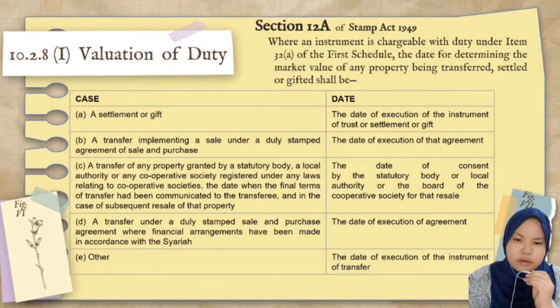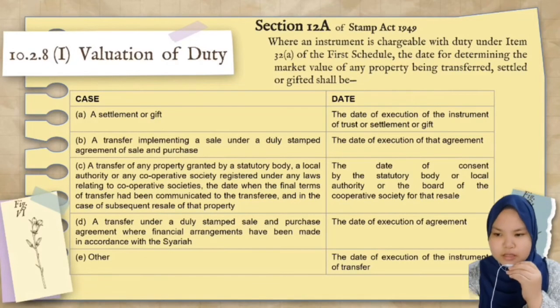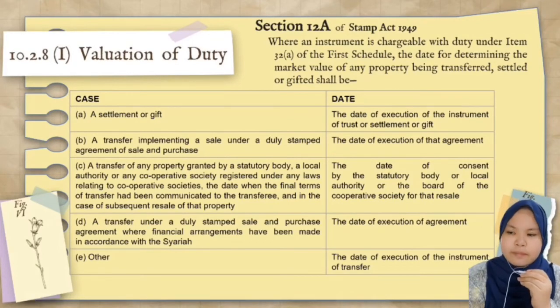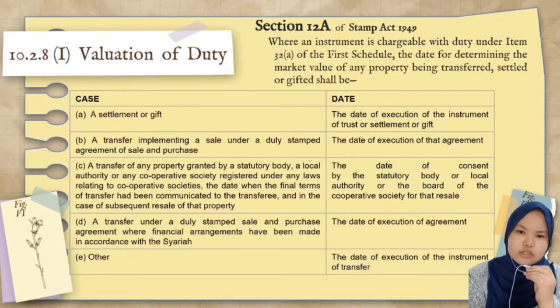The next case is about a transfer under a duly stamped sale and purchase agreement where the financial arrangement has been made in accordance with the Sharia. The date of execution will be as per the agreement. And for any other case, the date is when the execution of the instrument of transfer is made.